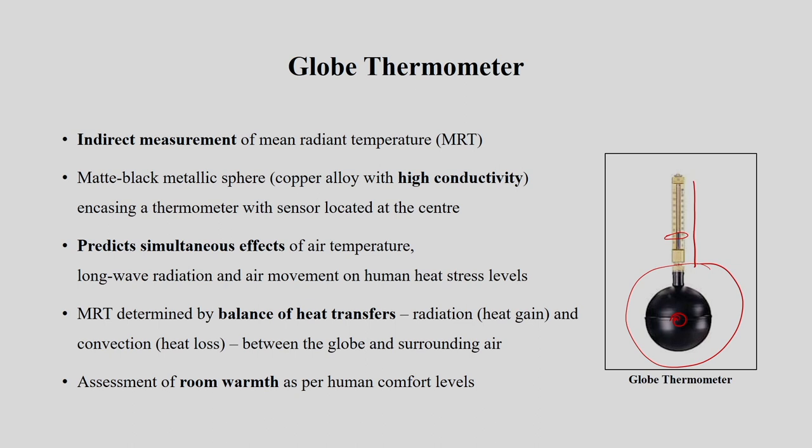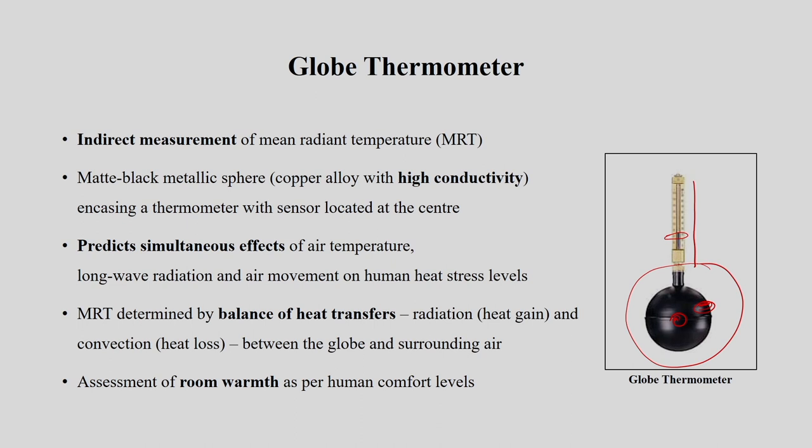Okay, so it is an indirect measurement, of course, not a direct measurement, an indirect measurement of mean radiant temperature. This matte black metallic sphere is a copper alloy with very high conductivity. This instrument is manufactured with a lot of understanding. This material itself is a very important factor for this particular instrument. So it predicts the simultaneous effect of air temperature, long wave radiation and air movement on human heat stress level. So mean radiant temperature is determined by the balance of heat transfer, that is related to radiation, that means heat gain, and convection, that is the heat loss between the globe and the surrounding environment.